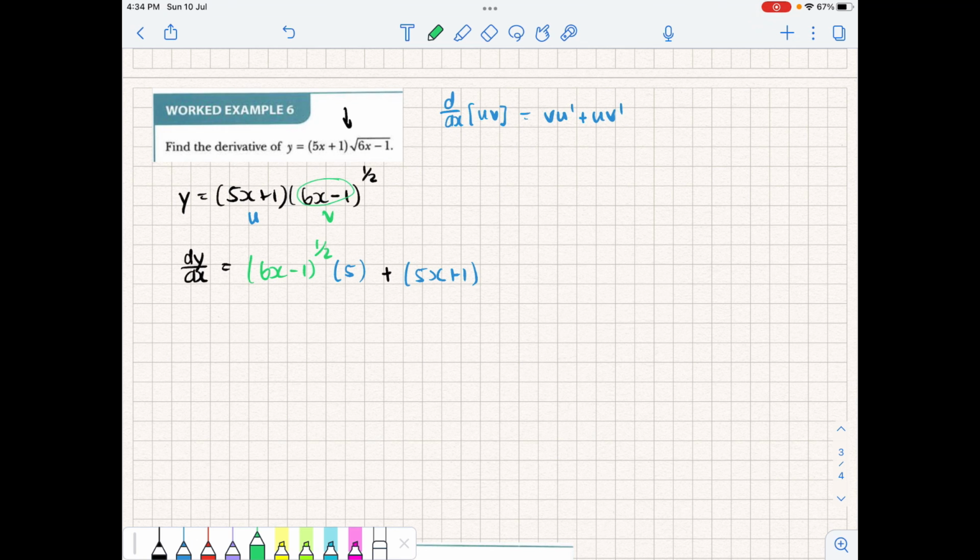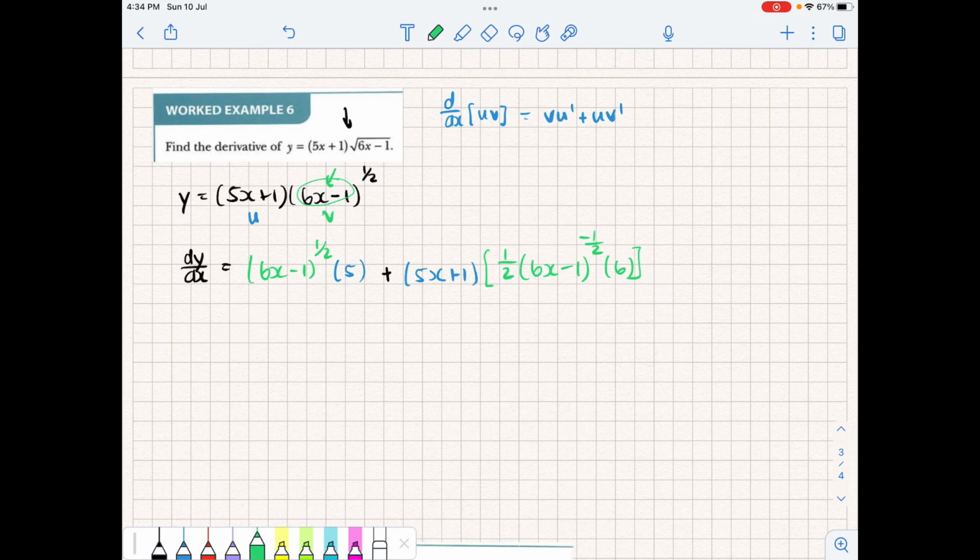So we multiply by the power. So the power here is a half. Then we need to reduce the power of this thing by 1. So we'll get minus a half. And then we need to multiply by the derivative of this inside function. This inside function is 6x minus 1, and the derivative of 6x minus 1 is just 6.